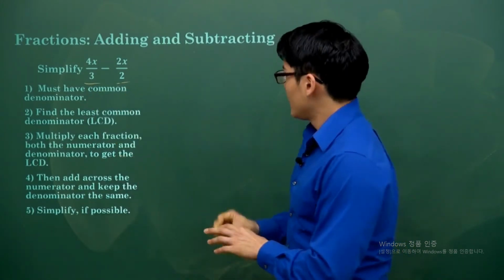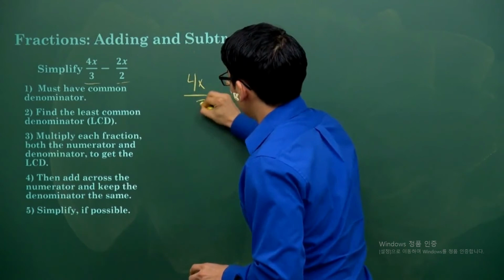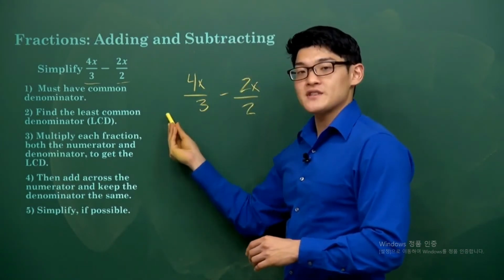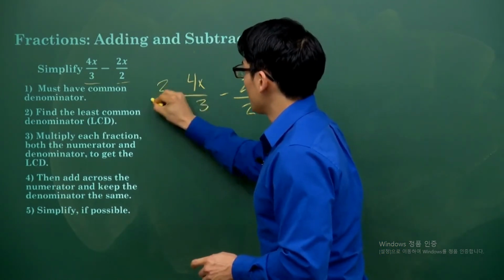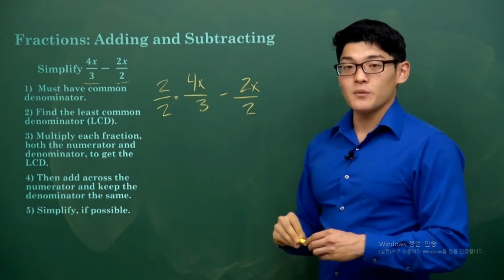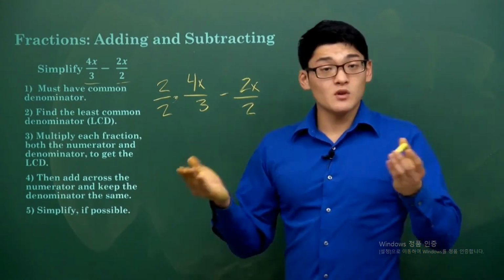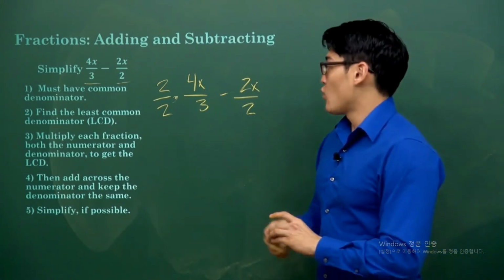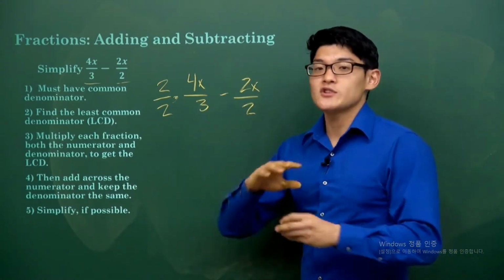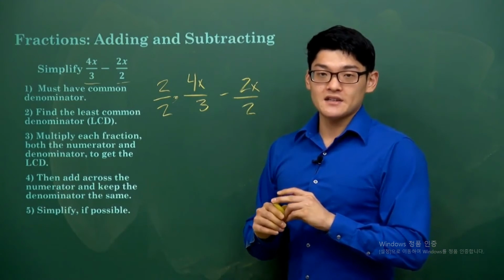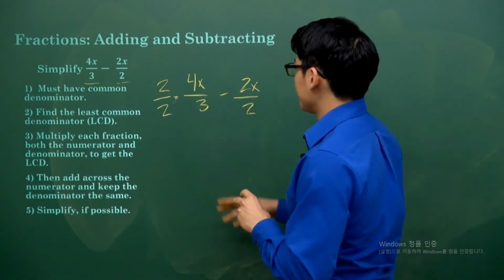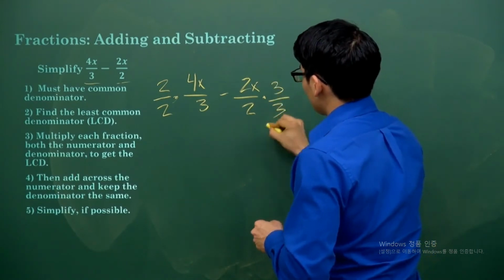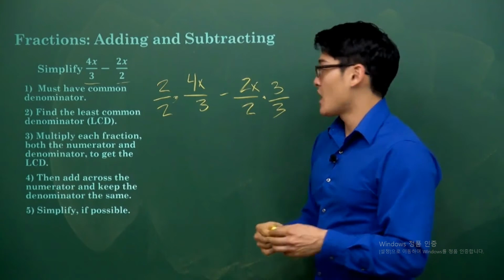It's 6. So in order to get 6 on both parts of the equation, we'd have to multiply this entire equation by 2 over 2. And this allows us just to change the form. If you remember, 2 over 2, what does that equal to? You probably know it's 1. So 1 times anything is just itself. We're just changing the form, not necessarily what the equation means. And to do this on this side of the equation, we're going to multiply by 3 to make sure we get a common denominator.